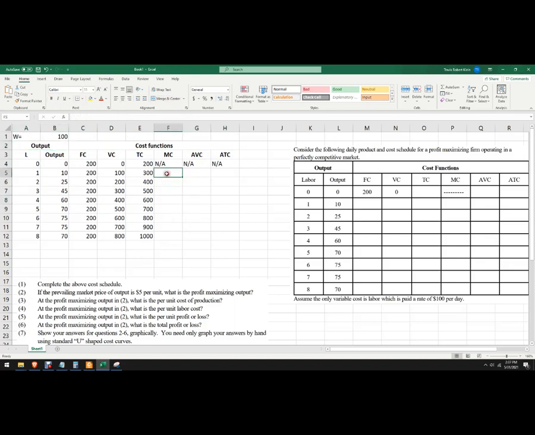Okay. Marginal cost is the change in total cost divided by the change in output. So I'm going to write a formula. It's this minus this, and then divided by, and I put it in parentheses because I wanted to do that first, this minus this. So put this here. It makes sense because that's a difference of 100 divided by 10. 100 divided by 10 is 10. So we'll just copy this formula all the way down.